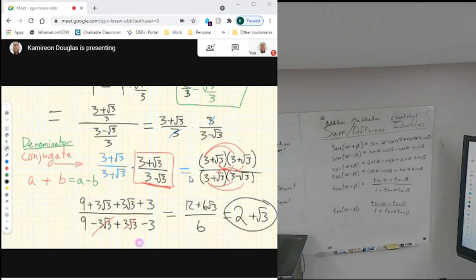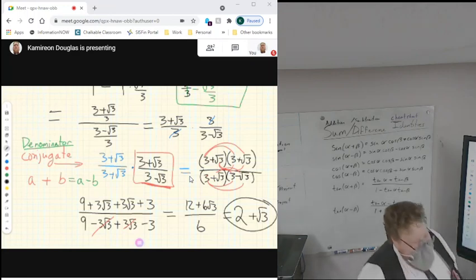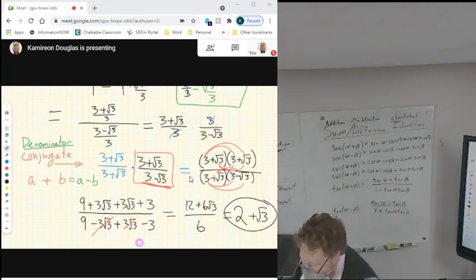Go to your calculator, please. Type in tangent of 75. Do we get 2 plus the square root of 3? I hope so. If not, I made a mistake. We done yet? We're done.